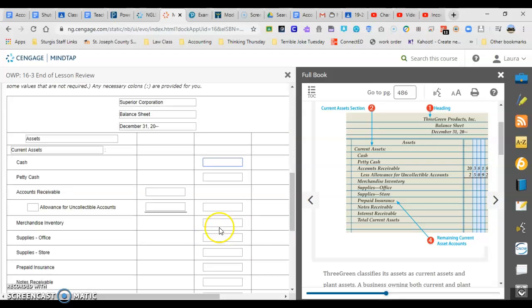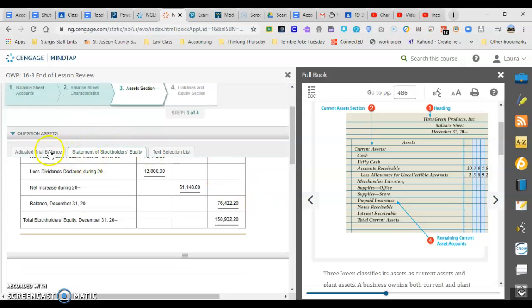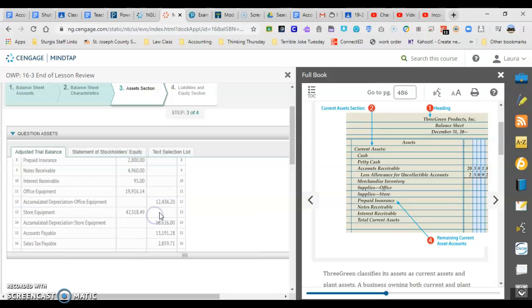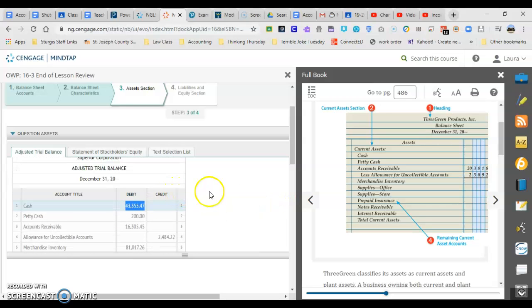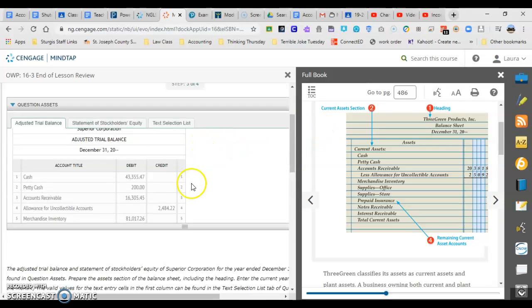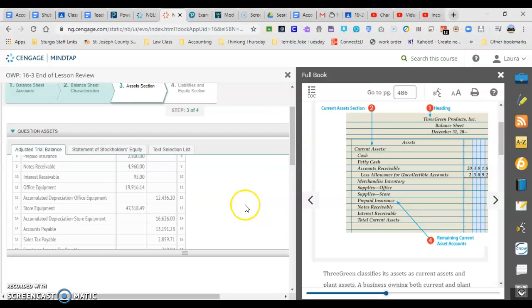Okay, so we're going to get these amounts from our adjusted trial balance. So cash, I don't know if I can copy these or not. We'll try it. It'd be so much easier if we could. So let's go with 43,355.47.